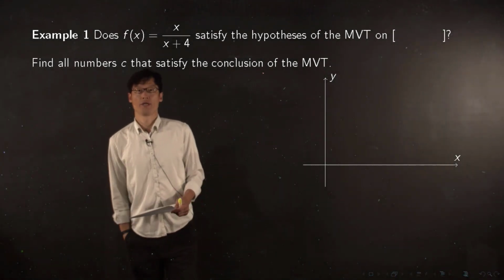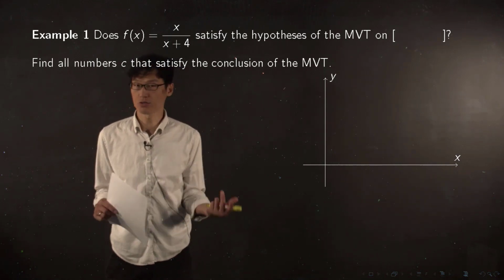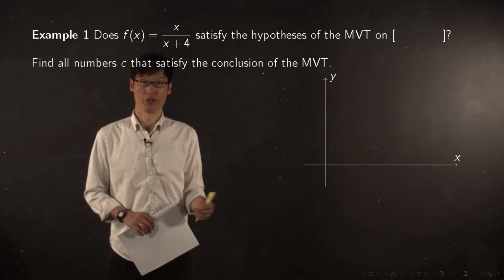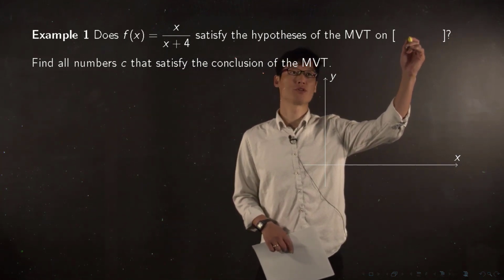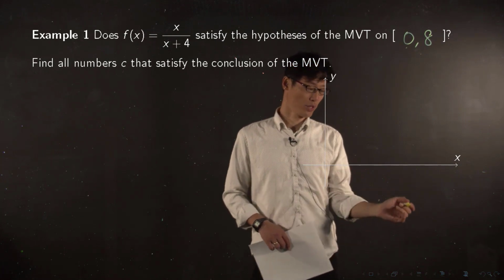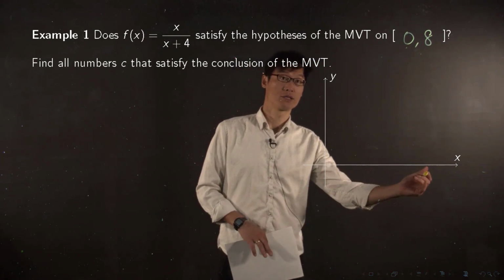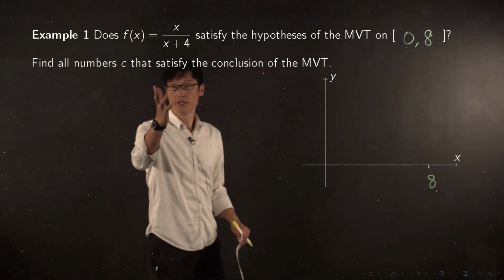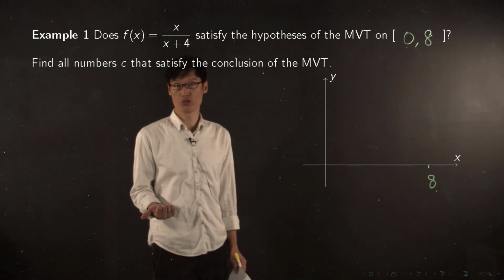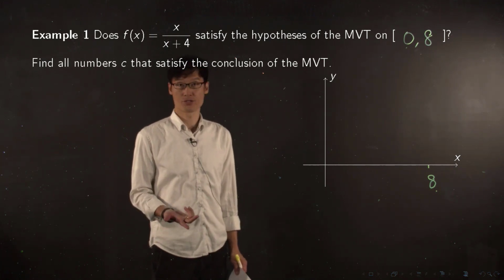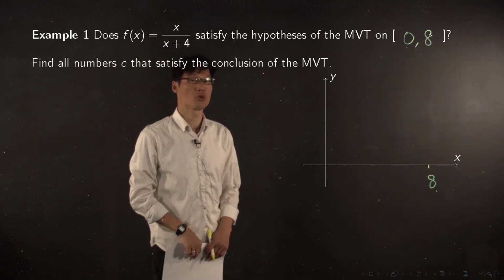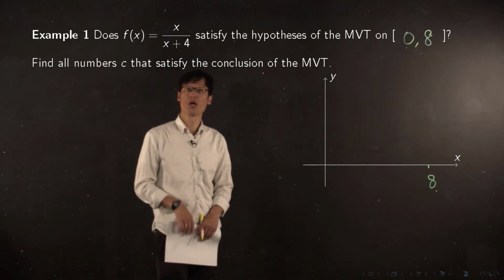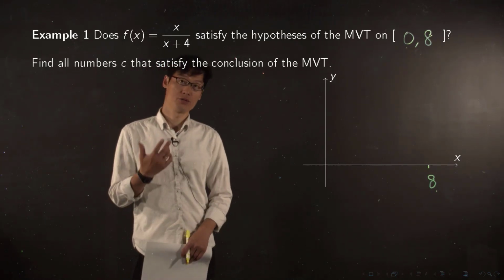Okay, so a quick example. We want to answer the question whether this function satisfies the hypothesis of the mean value theorem on an interval. Let me pick the interval from 0 to 8. On this closed interval, is this continuous? Yes. The continuity condition is good. What about differentiability? Yes, you can take the derivative, so it's also differentiable. Actually, this type of rational function is continuous on its domain and differentiable on its domain.